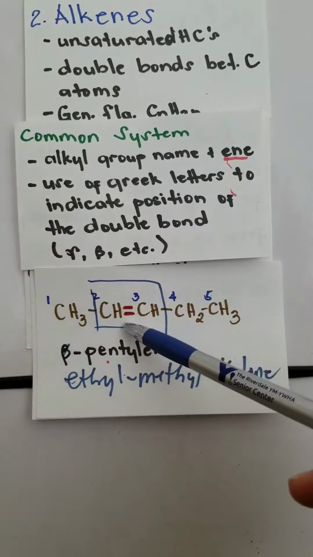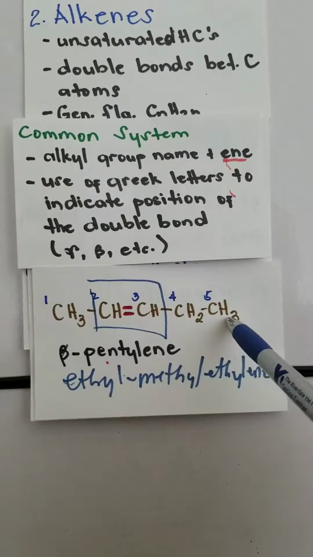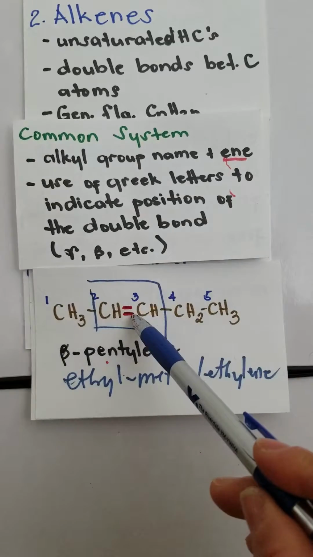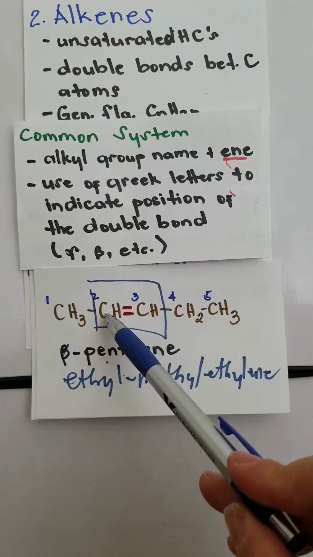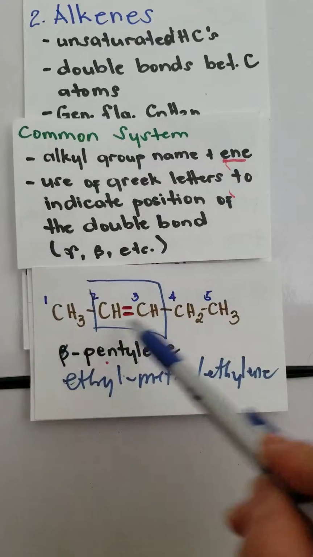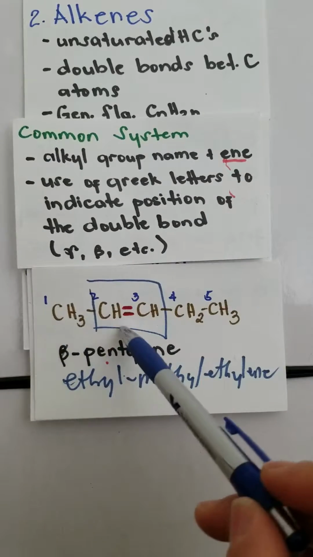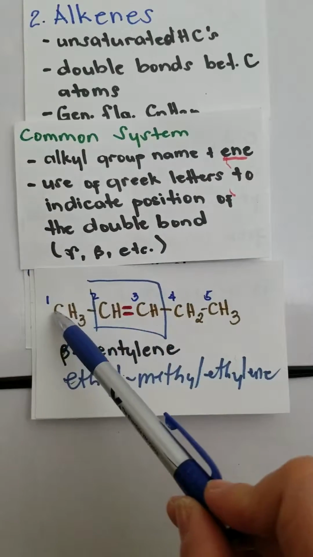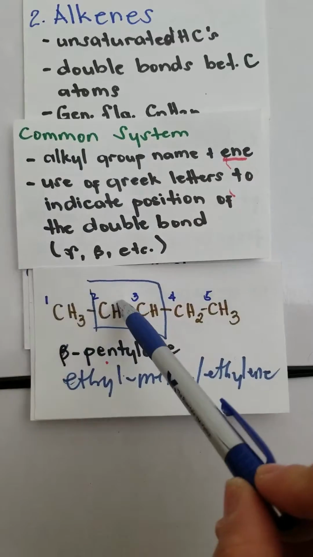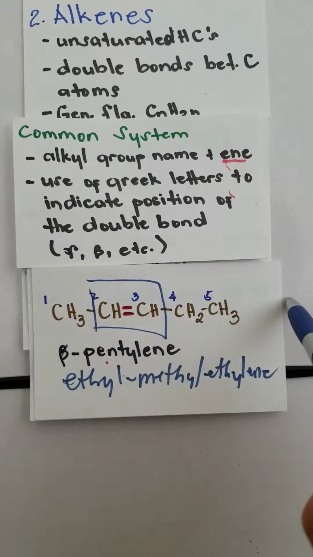So if we have this, how many total carbon atoms? We have 5. And the double bond is attached to the second carbon atom. Why the second carbon atom? Because the double bond is nearer to this end compared to the other end. So to assign our numbering, our first carbon atom is on this side, so 1, and then we continue assigning numbers until the other end.